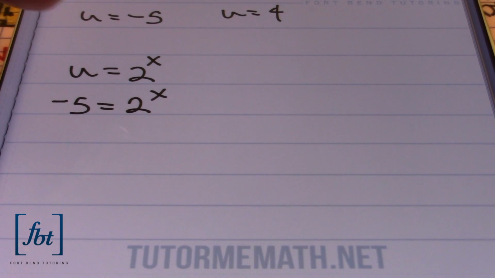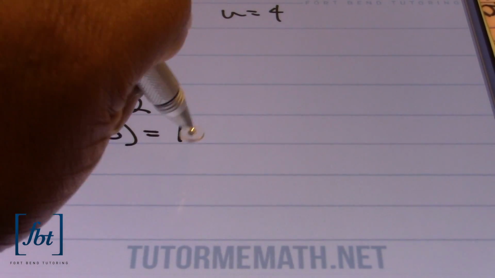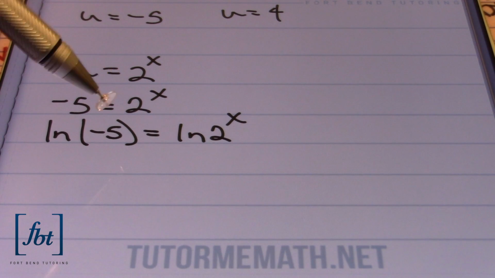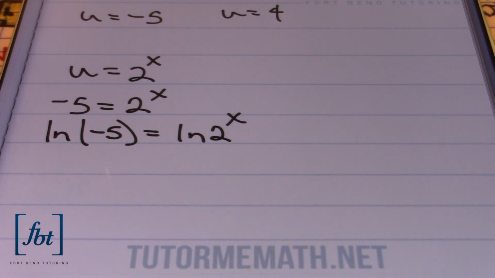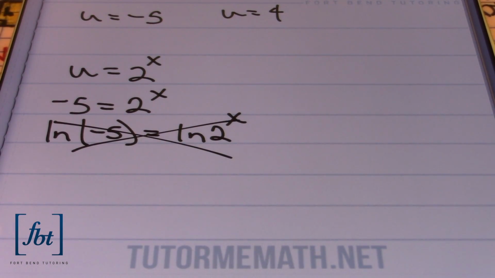Let's say I use the natural log of both sides. So I'm saying the natural log of negative 5 equals the natural log of 2 to the x. You see where I'm stuck? The domain for our natural log, or a regular common log for that matter, is greater than 0. I can't take the natural log or a regular log of a negative value. It's not in the domain of the function. That tells me that this is impossible. It ain't happening.